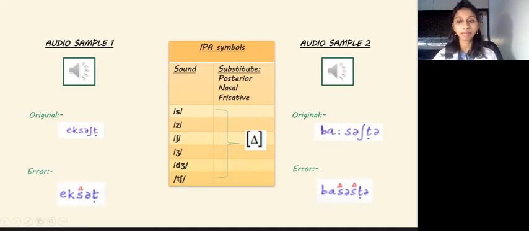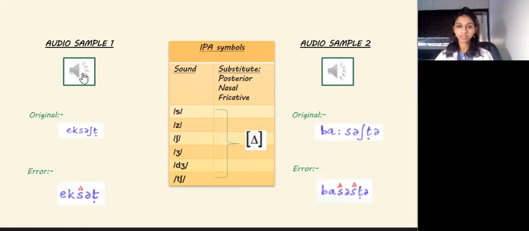Let's listen to these samples on this slide that represent the error. Playing for you the first sample. Sample 1. Target word: exert. The noisy or turbulent sound of the nasal rustle is very evident on the sound s in the word. I shall play it a second time.